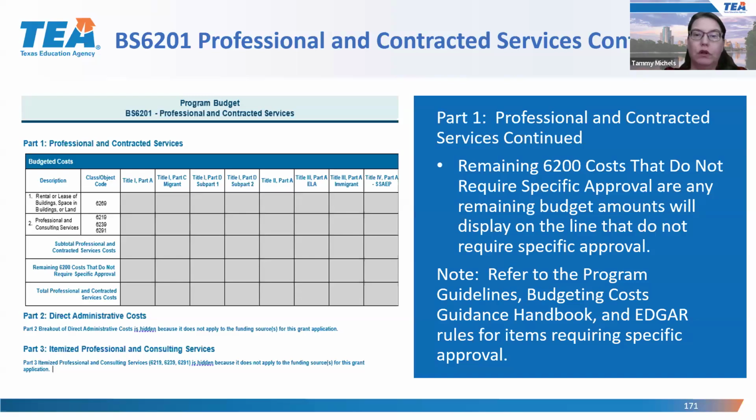We will not have a schedule, the BS 6300. There is not one because supplies and materials do not require specific approval. You will only budget supplies and materials in the BS 6001 program budget summary and support. And then something to note this year is that your school system may see an increase in supplies and materials with the new EDGAR rules, with an increase in capital outlay from 5,000 to 10,000. We may be seeing a lot more items in supplies and materials.